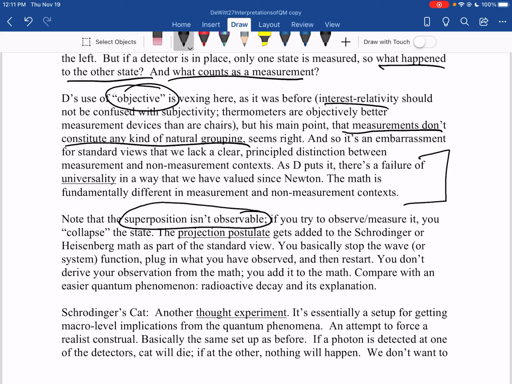Mathematically, you add this thing called the projection postulate to the Schrodinger math. We're not going to worry about the Heisenberg math. Basically, you stop the wave math from evolving the way it would if there were no measurement going on, plug in the result of the measurement, and then restart the wave math. So it's disappointingly arbitrary in a certain sense. You just have to tell the system what happened when you made the observation. You can't predict the observation. You can only predict a probability for the observation. Then you plug in what you get and you start the math over again. So you don't derive your observation from the math, you add your observation to the math.